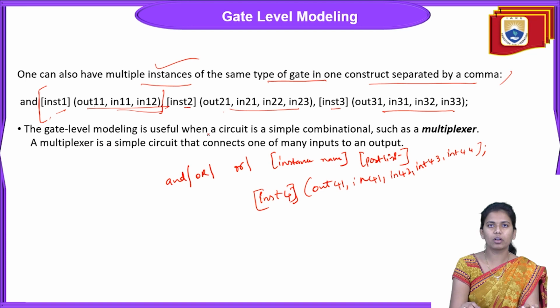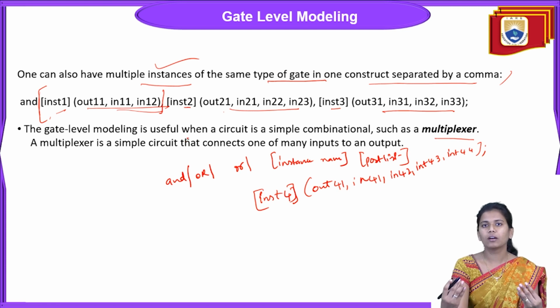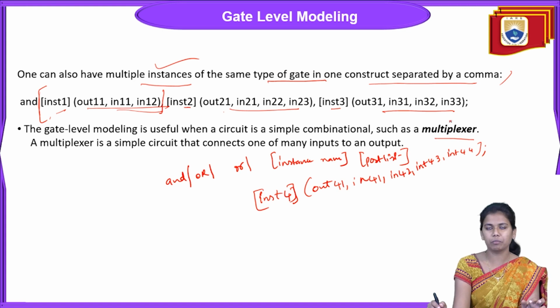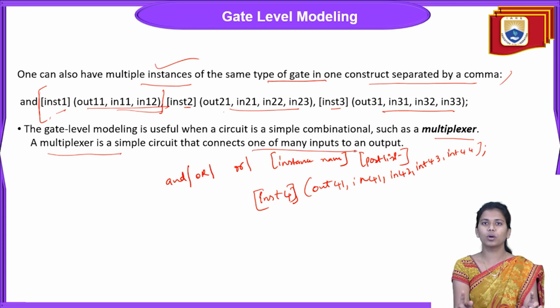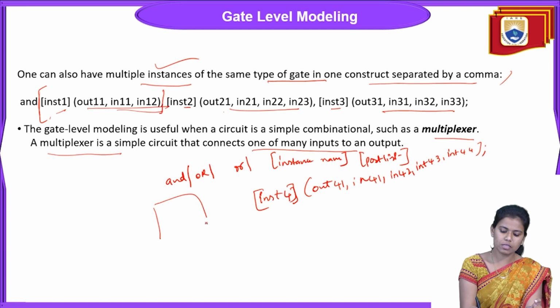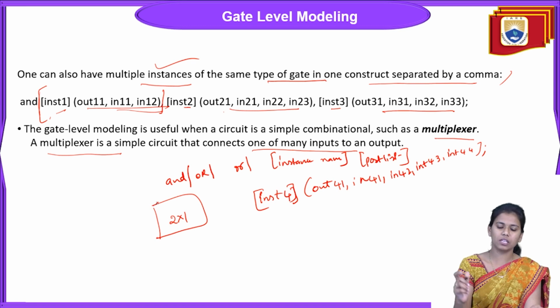Now, gate level modeling is useful when a circuit is a simple combinational circuit, such as a multiplexer. A multiplexer is a very simple combinational circuit, right? Gate level modeling is useful when you want to construct a small combinational circuit like multiplexers, decoders, encoders and so on. A multiplexer is a simple circuit that connects one of many inputs to one single output. As we discussed in the previous classes, multiplexer is nothing but many inputs, single output, right?